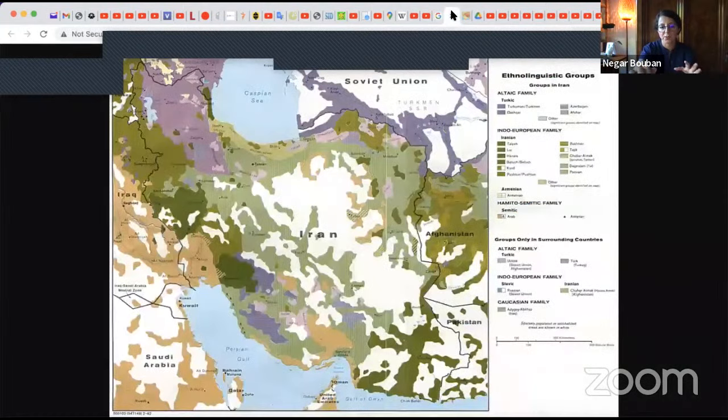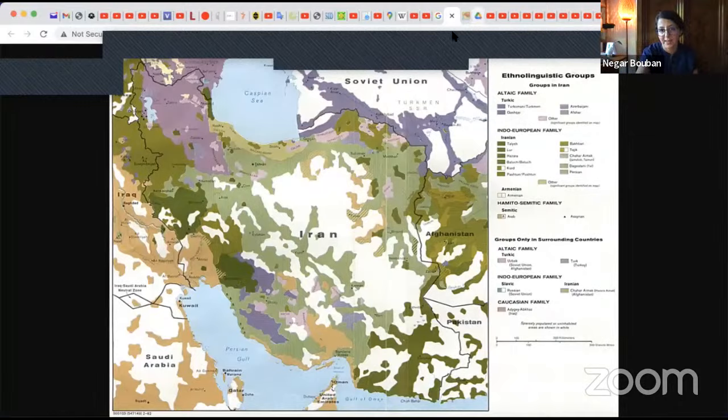Again, I don't want to go through the details, but if you want, you can look up the ethnolinguistic groups in Iran. And as you can see, all the different colors show the huge diversity of what we have here. We have Azeris, Kurds, Lors, Gilaks, Talesh, Mazandaranis, Baluchs, and Khorasan here, plus migrations, some forced, some encouraged, some out of changes in climate and so on. And as you can see, this whole thing is again a mix.